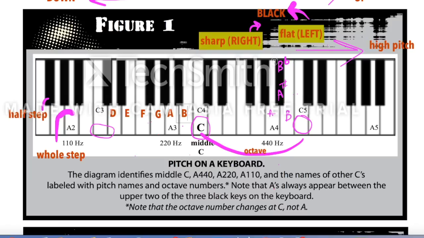So then, what would this black key be? Well, if you're looking from the C section, you would go C and then go right. So that would be a C sharp. But this could technically also be a D flat. Do you guys see that? This could be a D sharp or an E flat. This could be an F sharp or a G flat. This could be a G sharp or an A flat. This can be an A sharp or a B flat.